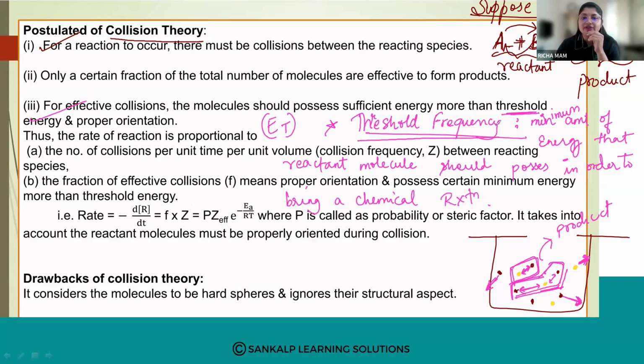And then what is threshold frequency? It is the minimum amount of energy that a reactant molecule should possess in order to bring about a chemical reaction. So for any reacting species, A plus B should react with each other. It should have this minimum amount of threshold frequency so that it will convert into C plus D. So this minimum amount of energy that a reactant molecule possesses in order to bring about a chemical reaction is called the threshold frequency.